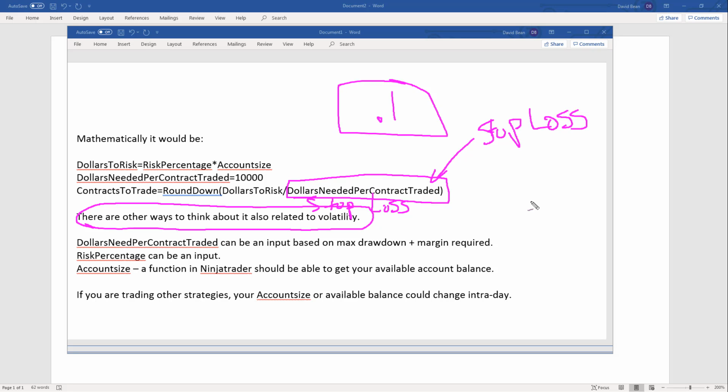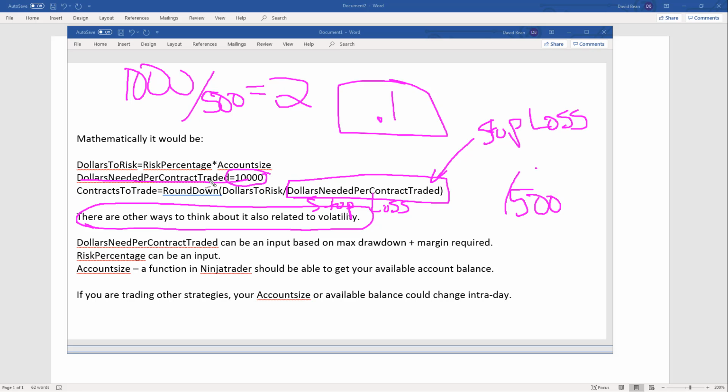So what you're really looking at is, if your risk per trade is $1,000 and your stop loss is $500, your number of contracts to trade would be 1,000 divided by 500, which is equal to 2. And so you don't really need dollars needed per contract traded right here. You could just make this your stop loss. If you just have a fixed dollar stop loss, you could just say dollars to risk divided by your stop loss, and that would be one way to do variable stop losses.